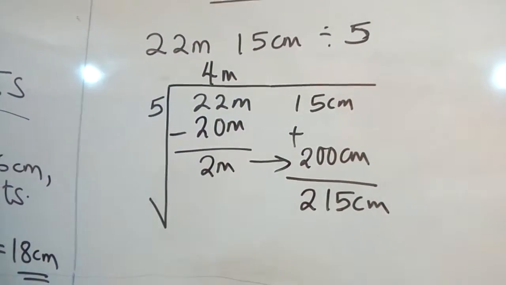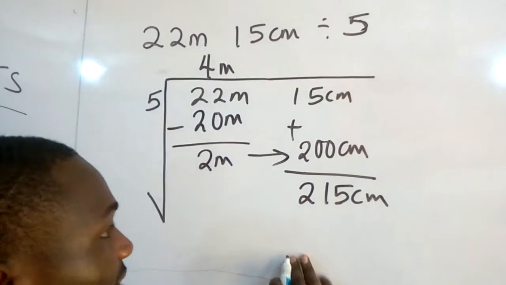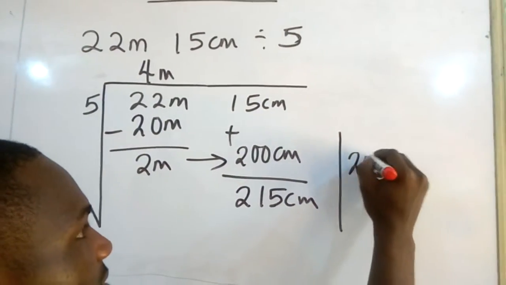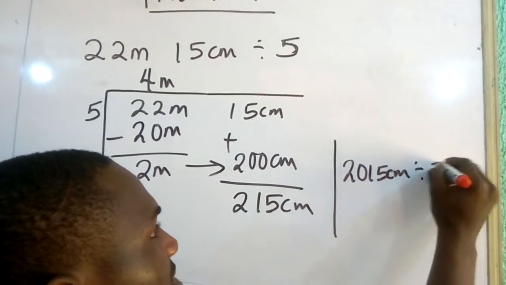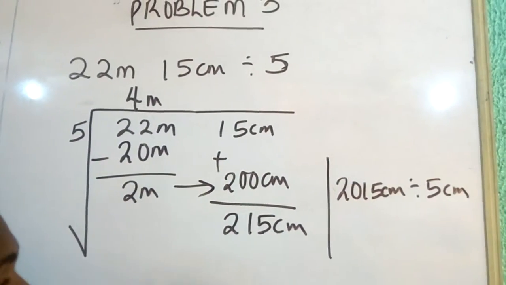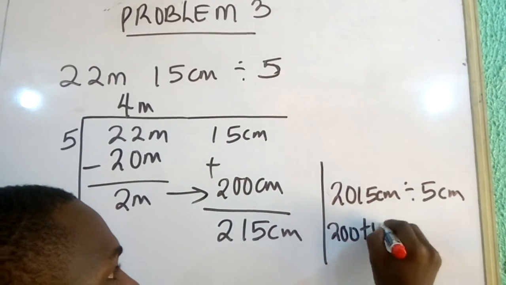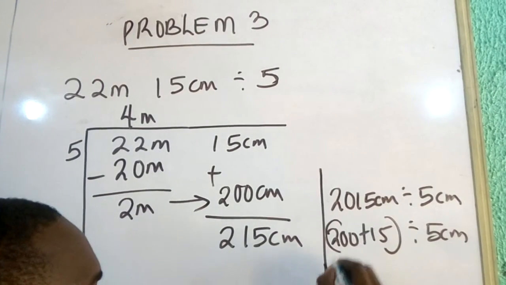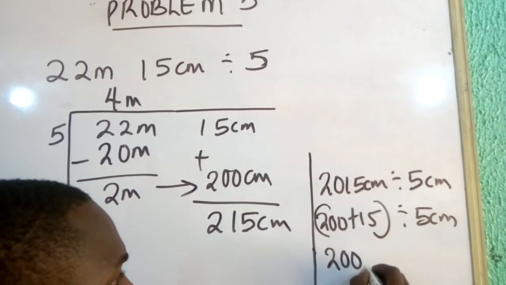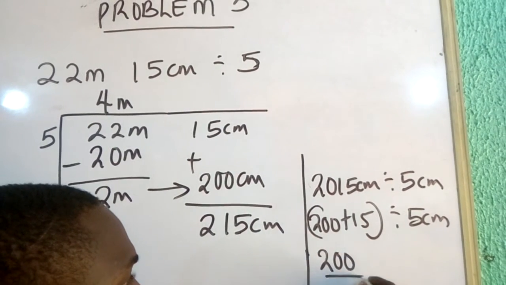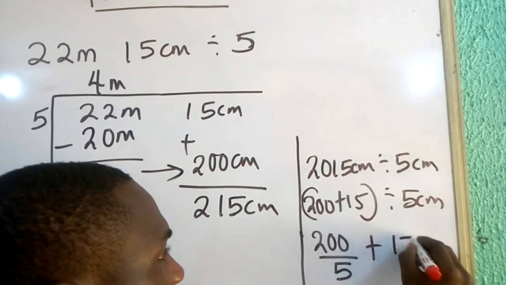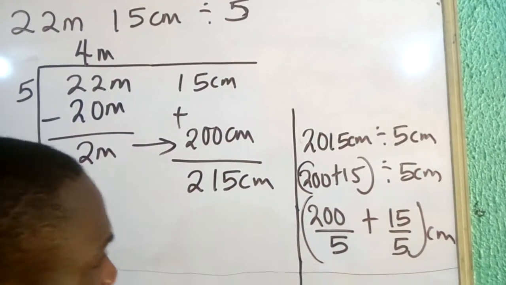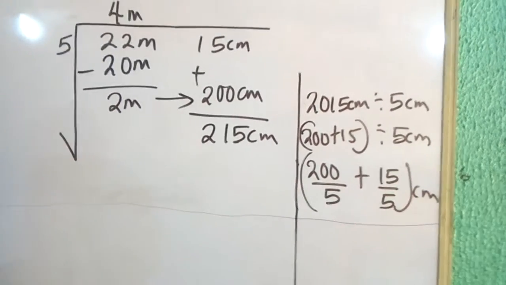When you get to this point, in order not to complicate the work, we can make it very simple by saying 215 centimeters divided by 5. This is the same thing as 200 plus 15, divided by 5. This is also the same thing as 200 divided by 5 plus 15 divided by 5, all in centimeters. You must maintain the unit of measurement. I hope we understand where we're going.